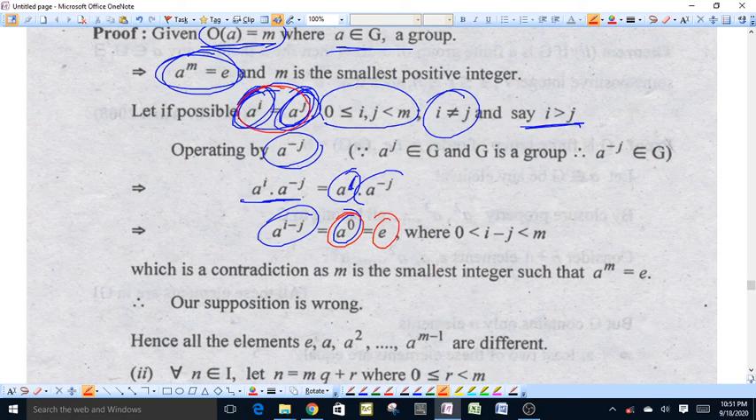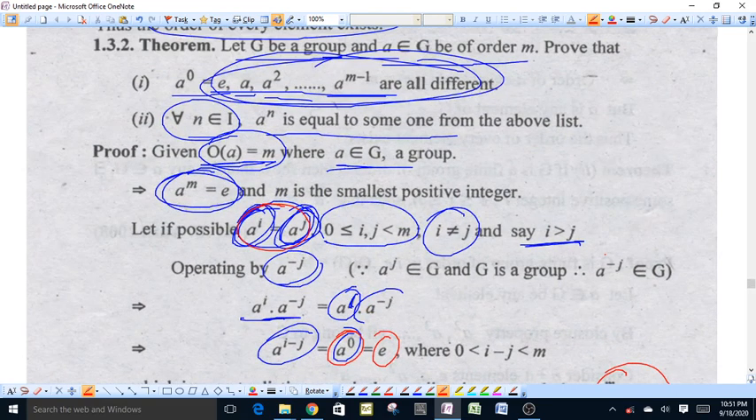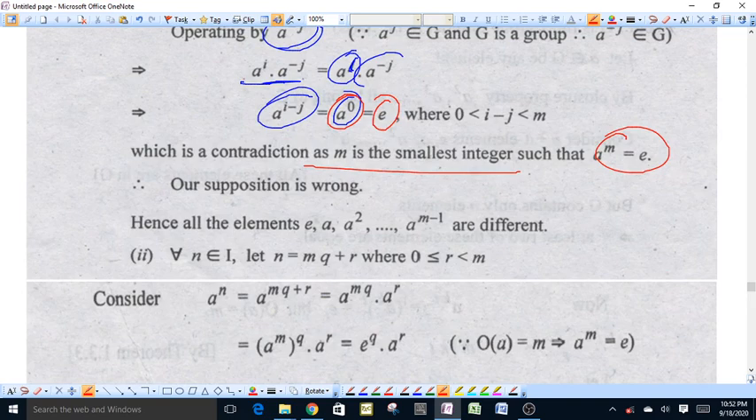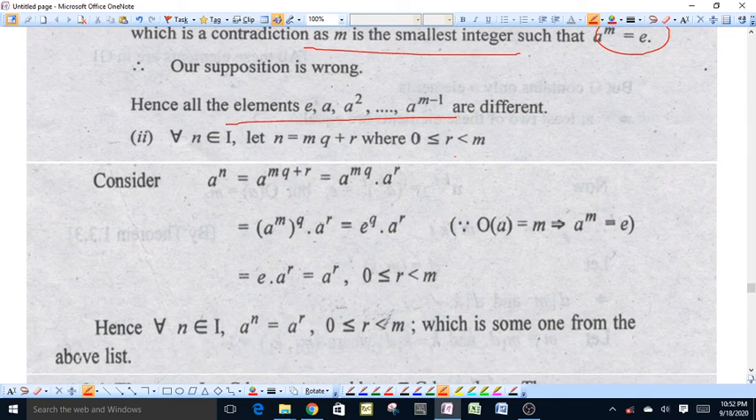because we have taken that m is the smallest positive integer such that a raised to power m is equal to e. Therefore, our supposition is wrong. In this list no two elements are equal. That is, all the elements e, a, a square, up to a raised to power m minus 1 are different.